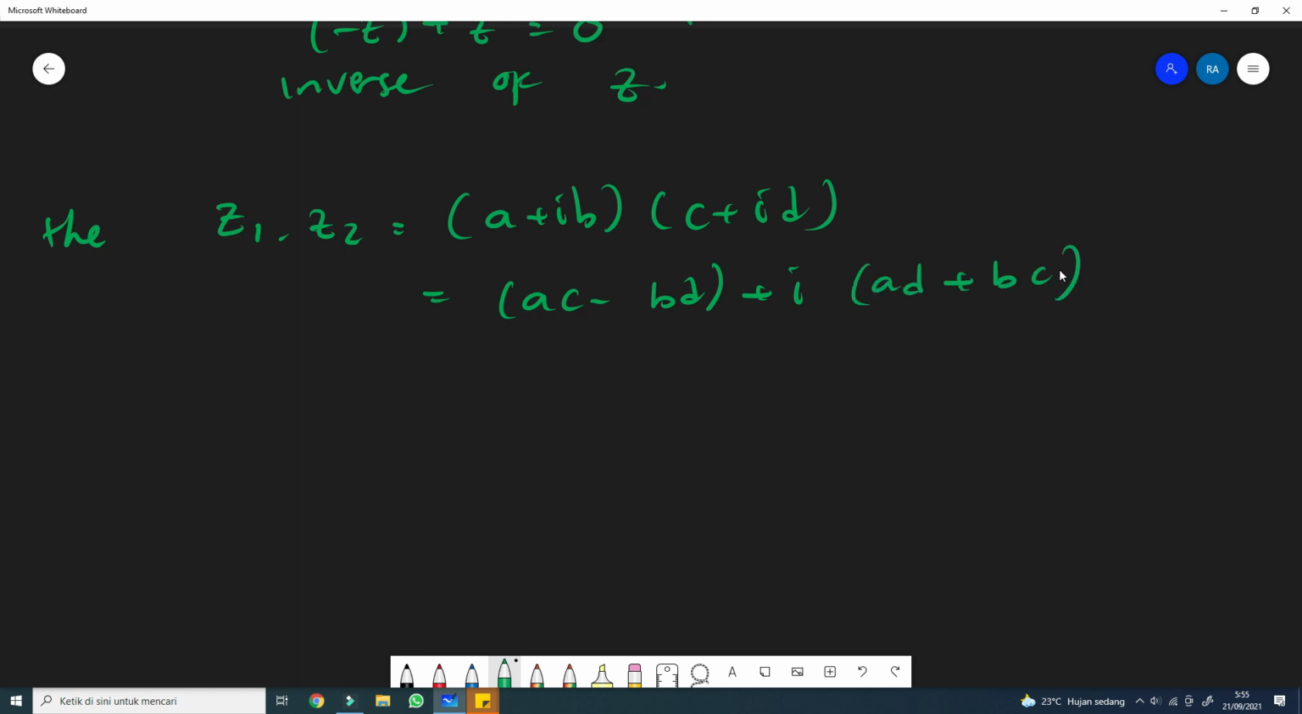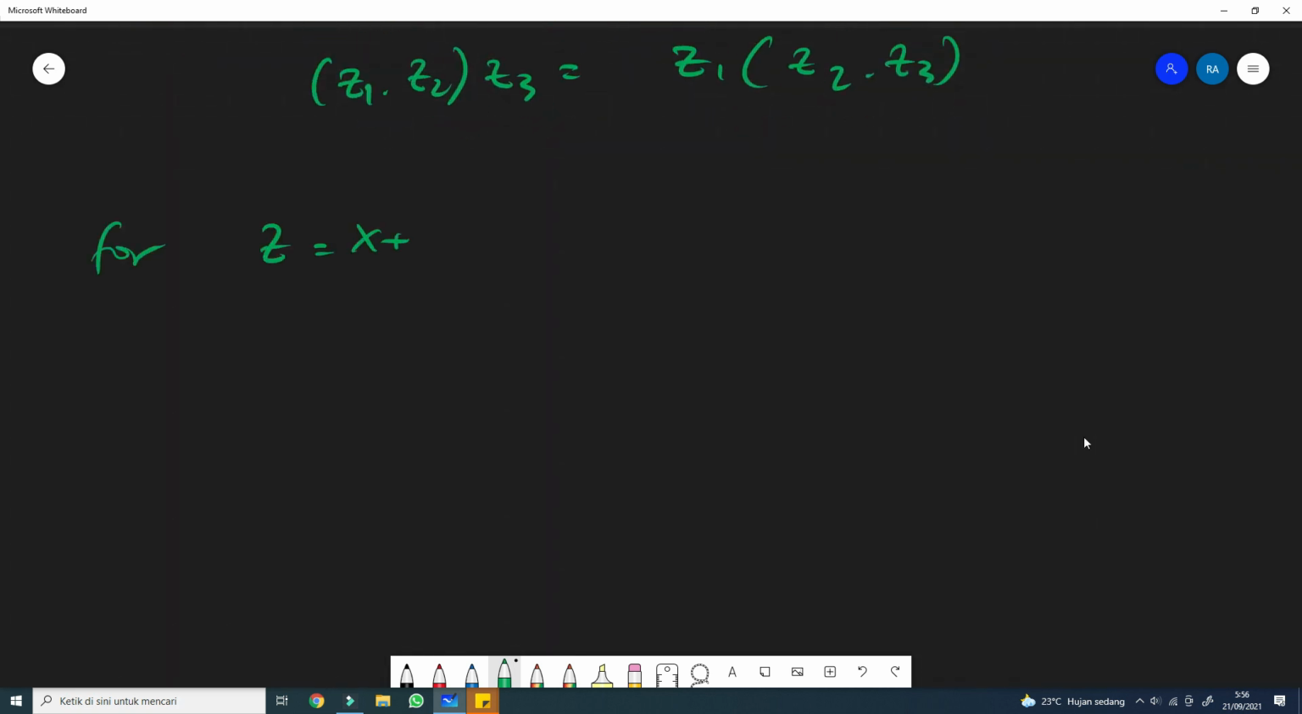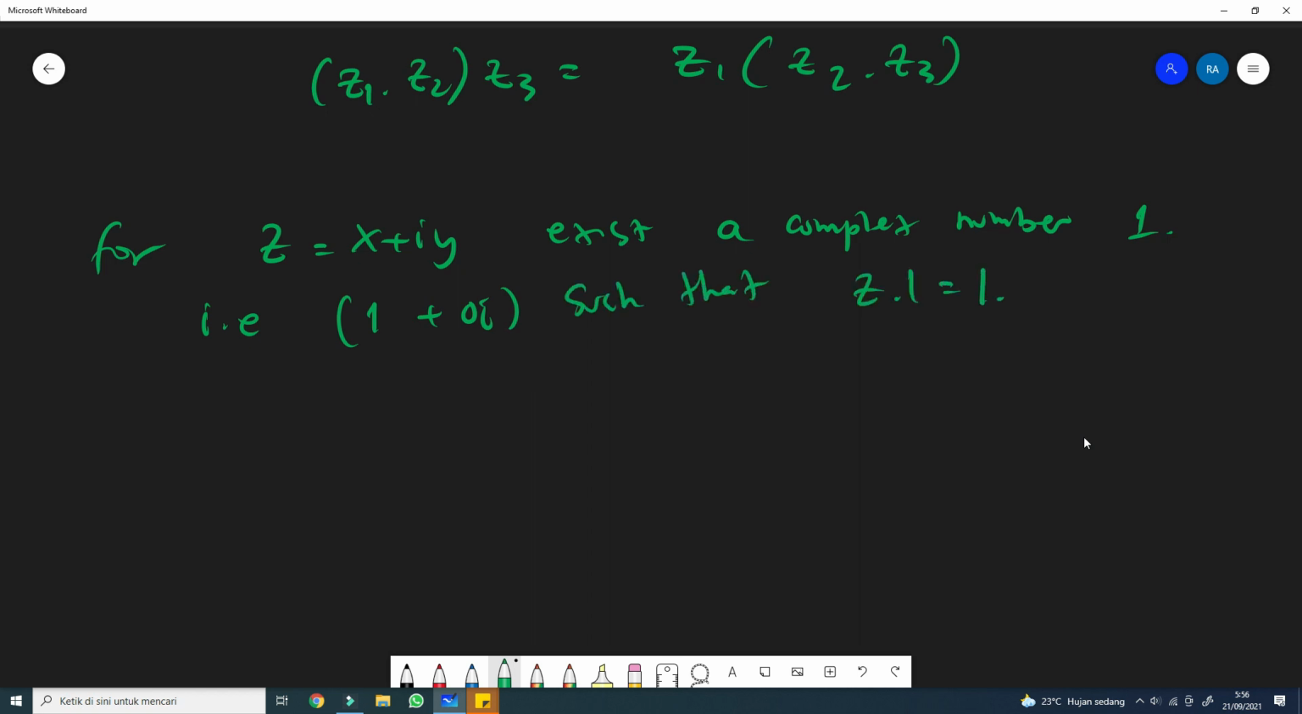And the commutative rule is z1 times z2 is equal to z2 times z1. And also the associative rule is z1 times z2 times z3 is equal to z1 times, in the bracket, z2 times z3. For any complex number z equals x plus iy, there exists a complex number 1, for example 1 plus 0i, such that z times 1 is equal to 1 times z, which is equal to z. So this is known as the identity element for multiplication.